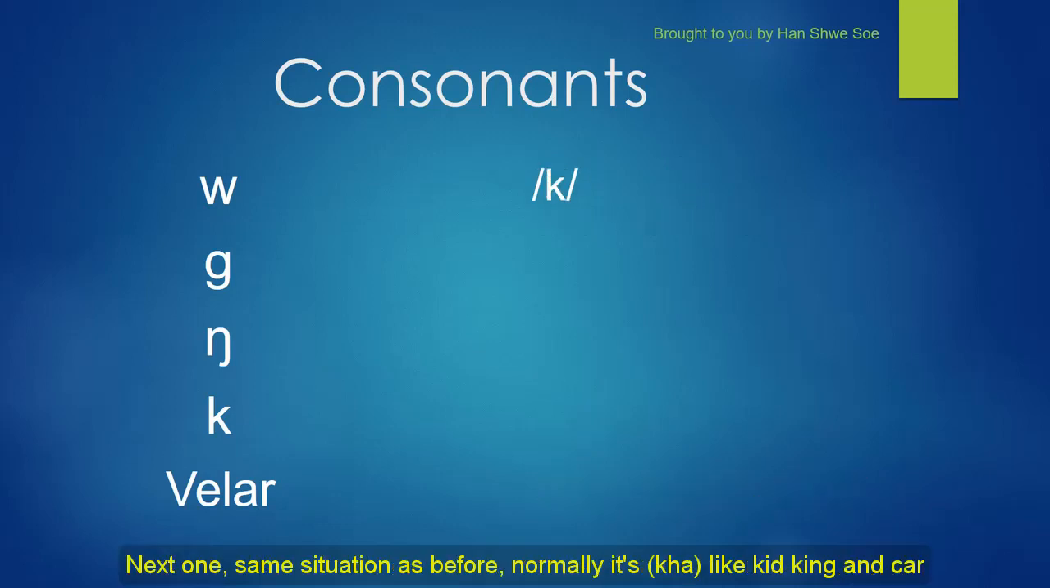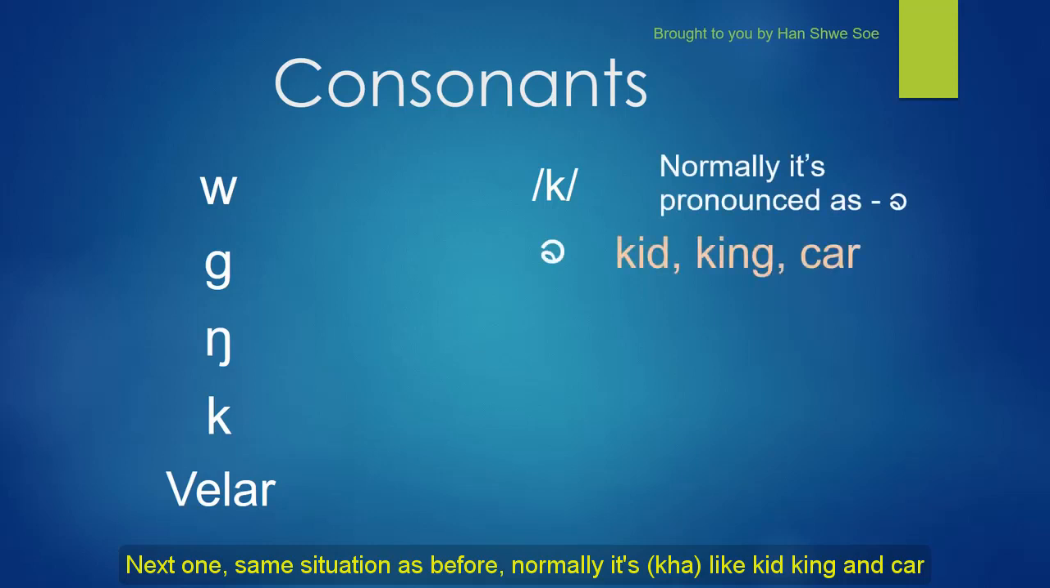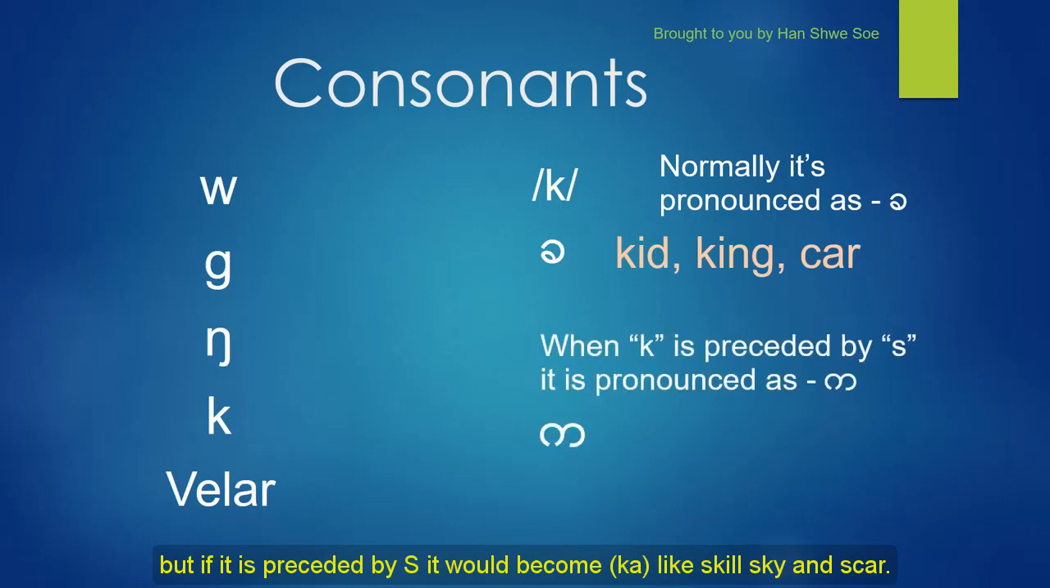Next one, k, same situation as before. Normally, it is ka, like kid, king, and car. But if it is preceded by s, it would become ga, like skill, sky, and scar.